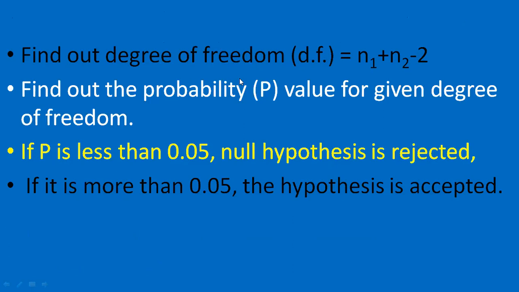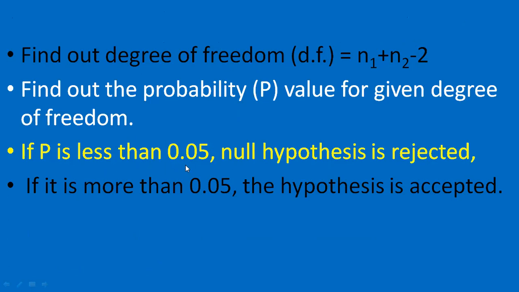Then we have to find out the degrees of freedom. In the case of the paired t-test, it was n minus 1. In the case of the unpaired t-test, we have two different samples, so the degrees of freedom is n1 plus n2 minus 2. So we get the degrees of freedom, then we get the t-value, and then we need to refer to the table for the calculation of the probability, or p-value.